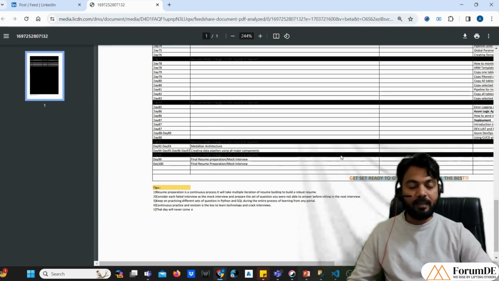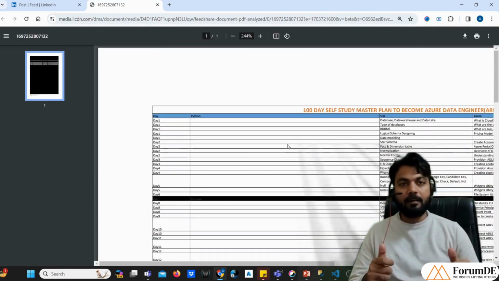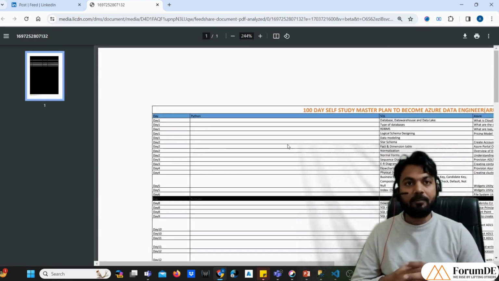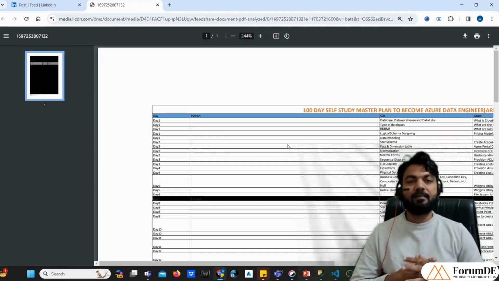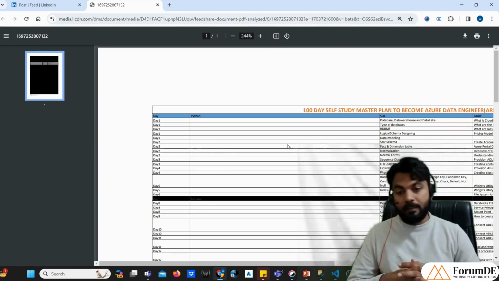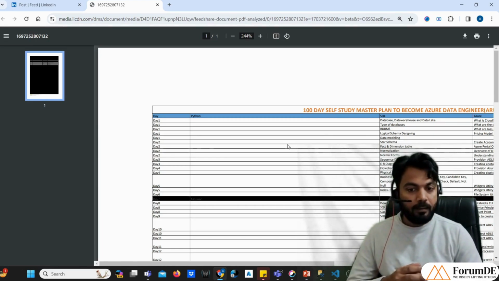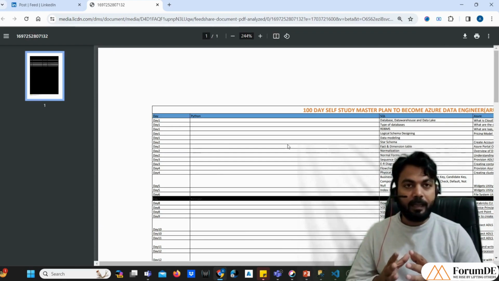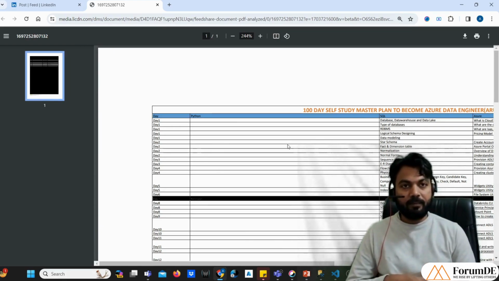All the best. So this is my 100-day master plan. This is my 100-day signature master plan for Azure Data Engineers, for those candidates who want to prepare this skill set with the help of self-study. I hope that you will love this 100-day master plan, and this is a very unique plan that I have prepared for you all. You will not find this kind of plan anywhere. So make this plan your base when you start preparing.